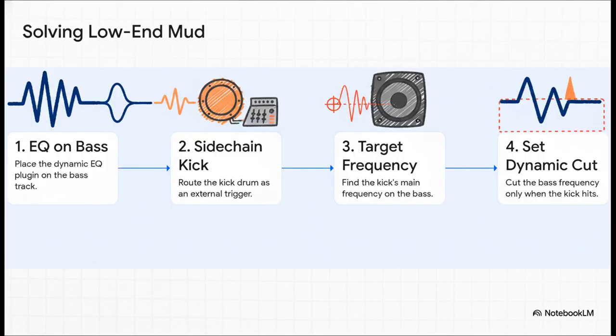And here is the genius solution. You put the dynamic EQ on your bass track, but then you tell it to listen to the kick drum. Now, every single time that kick hits, the EQ automatically carves out this perfect little pocket in the bass just for a split second to let that kick punch right through. And the instant the kick is gone, the bass goes right back to its full sound. It is an unbelievably clean and transparent way to create space in a busy mix.